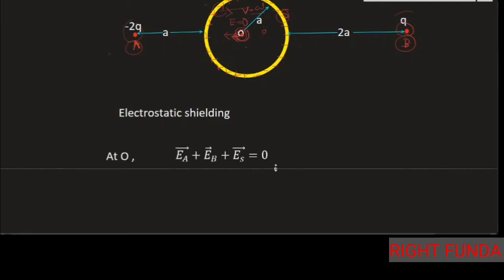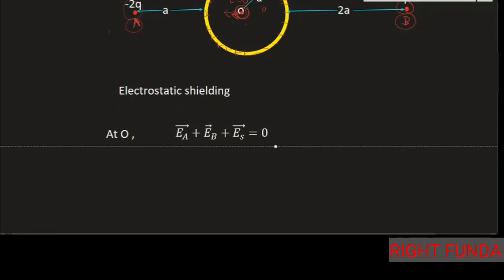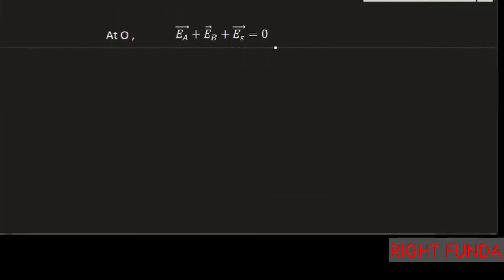So we can write EA vector, the electric field due to the charge at A. EB vector is the electric field due to the charge at B, at the center of the sphere. ES is the electric field due to the induced charges and also the existing charges. The 3Q charges were there, and the charges induced because of that have been redistributed. Their vector sum needs to be equal to 0.